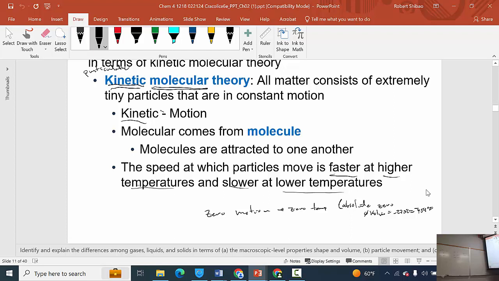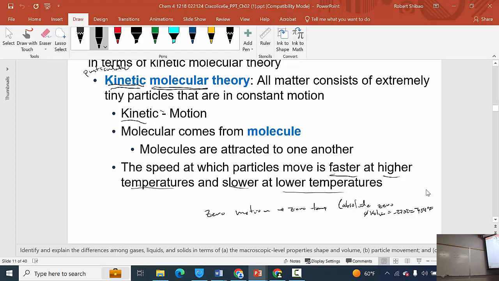At zero temperature, we have zero kinetic energy. Zero kinetic energy is called absolute zero, and absolute zero we call 0 Kelvin, which is equivalent to minus 273 degrees Celsius, which is equivalent to minus 454 degrees Fahrenheit. So we can't go colder than that, because how can you go slower than zero?